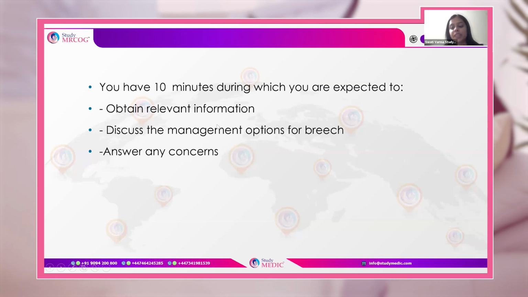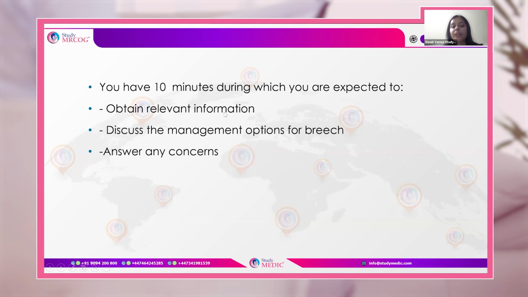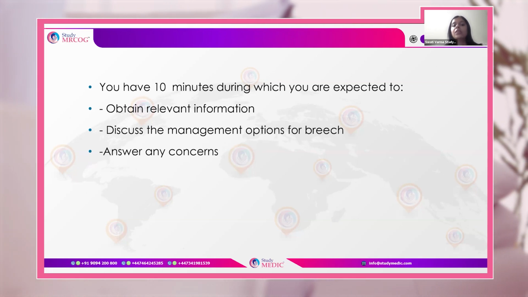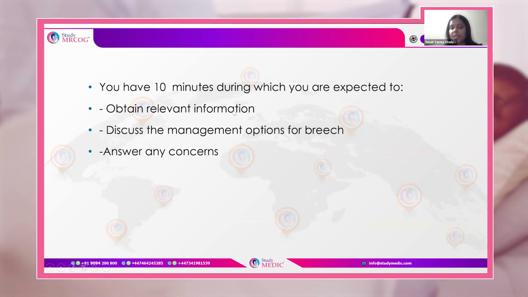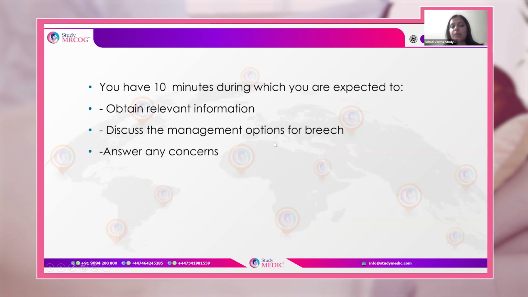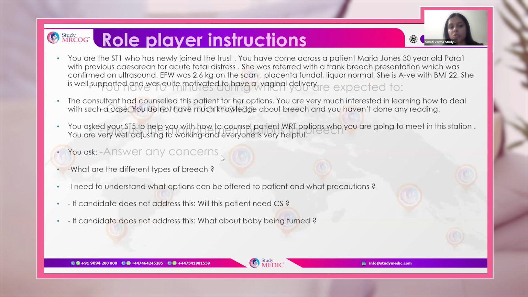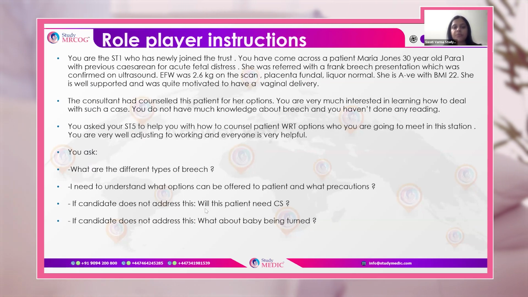Now, obtain relevant information means information gathering is important here. You have to obtain relevant information from the role player regarding the patient, about the criteria for ECV and all those things. Then discuss the management options and last, obviously, will be to answer any concerns or questions of the role player. So these are the role player instructions. Have a look.